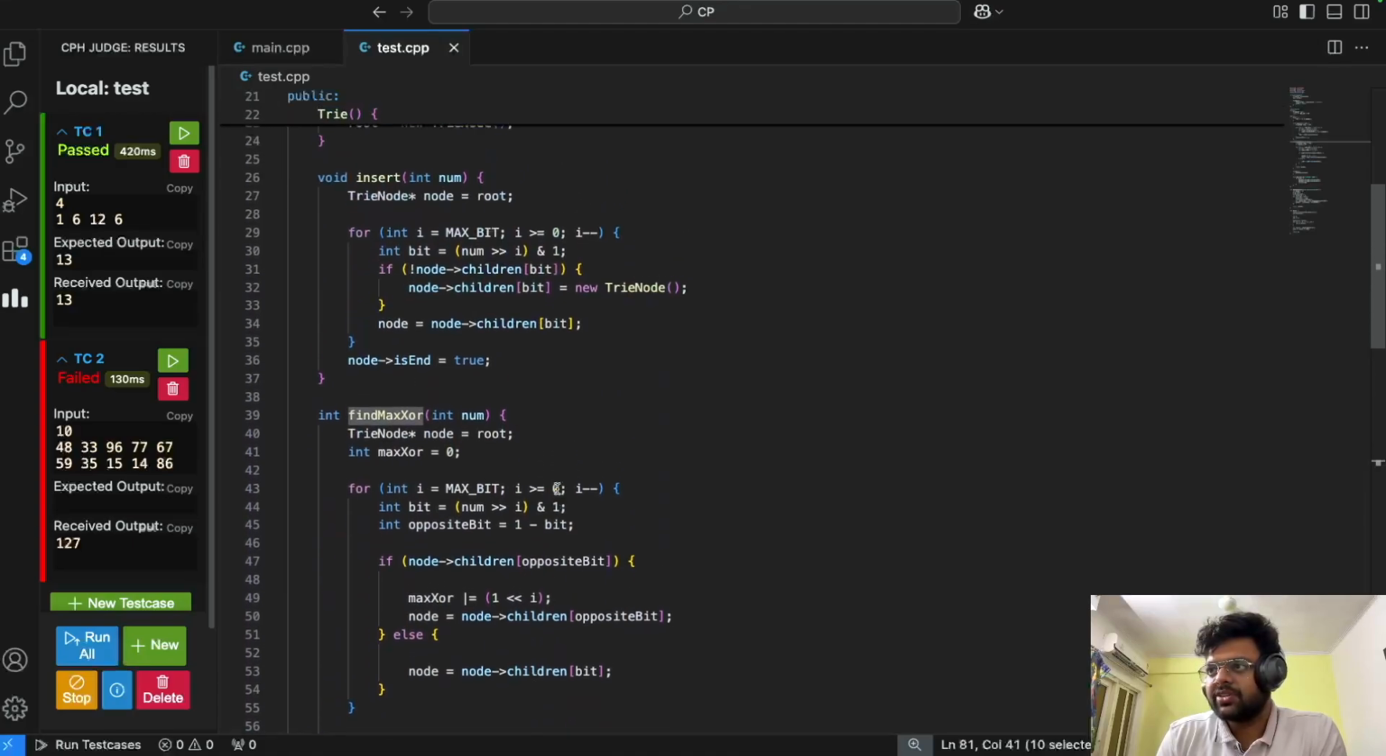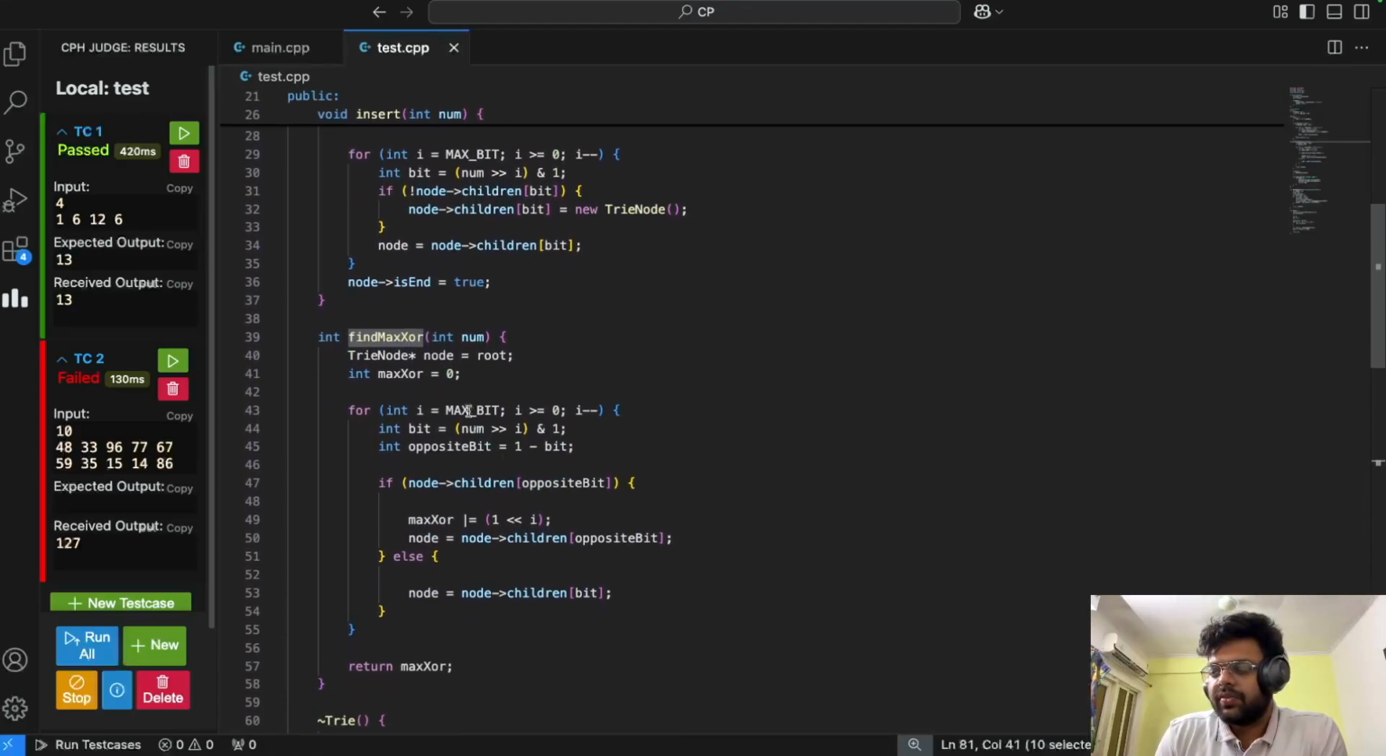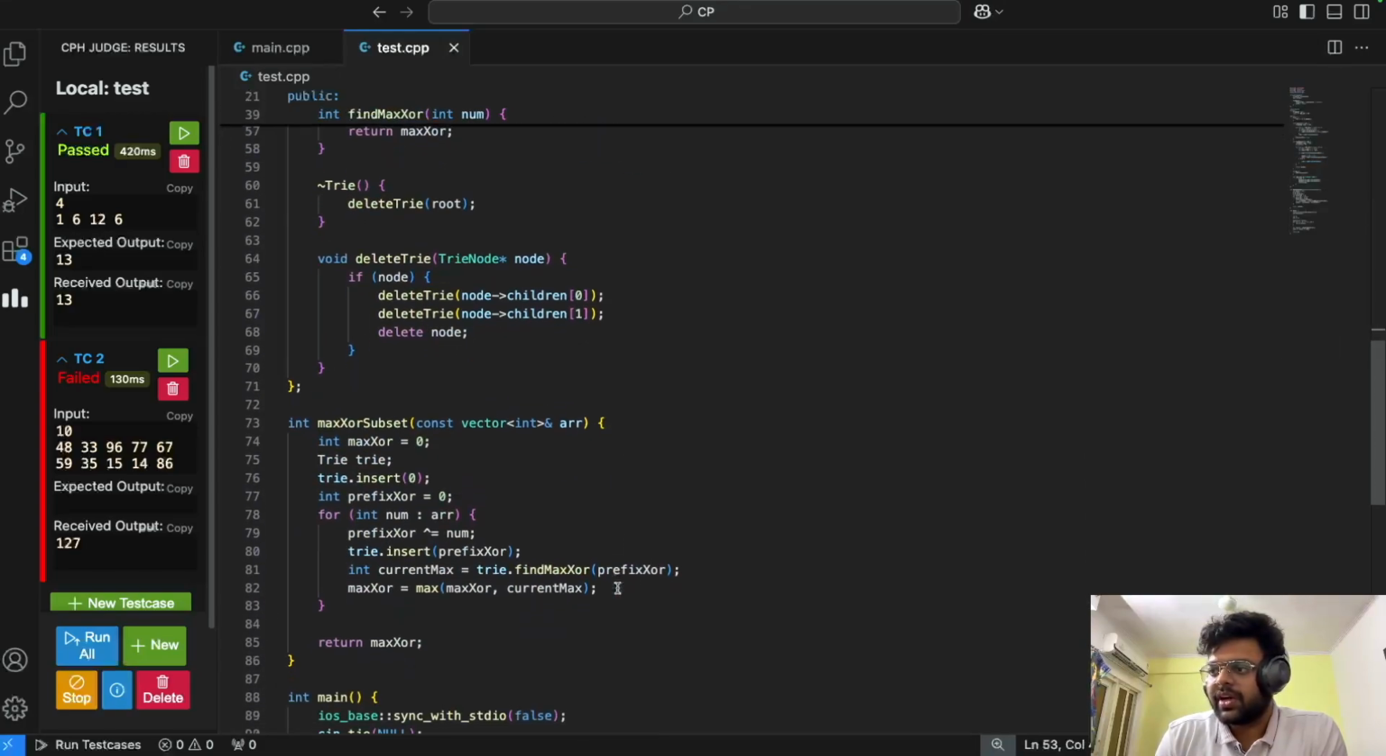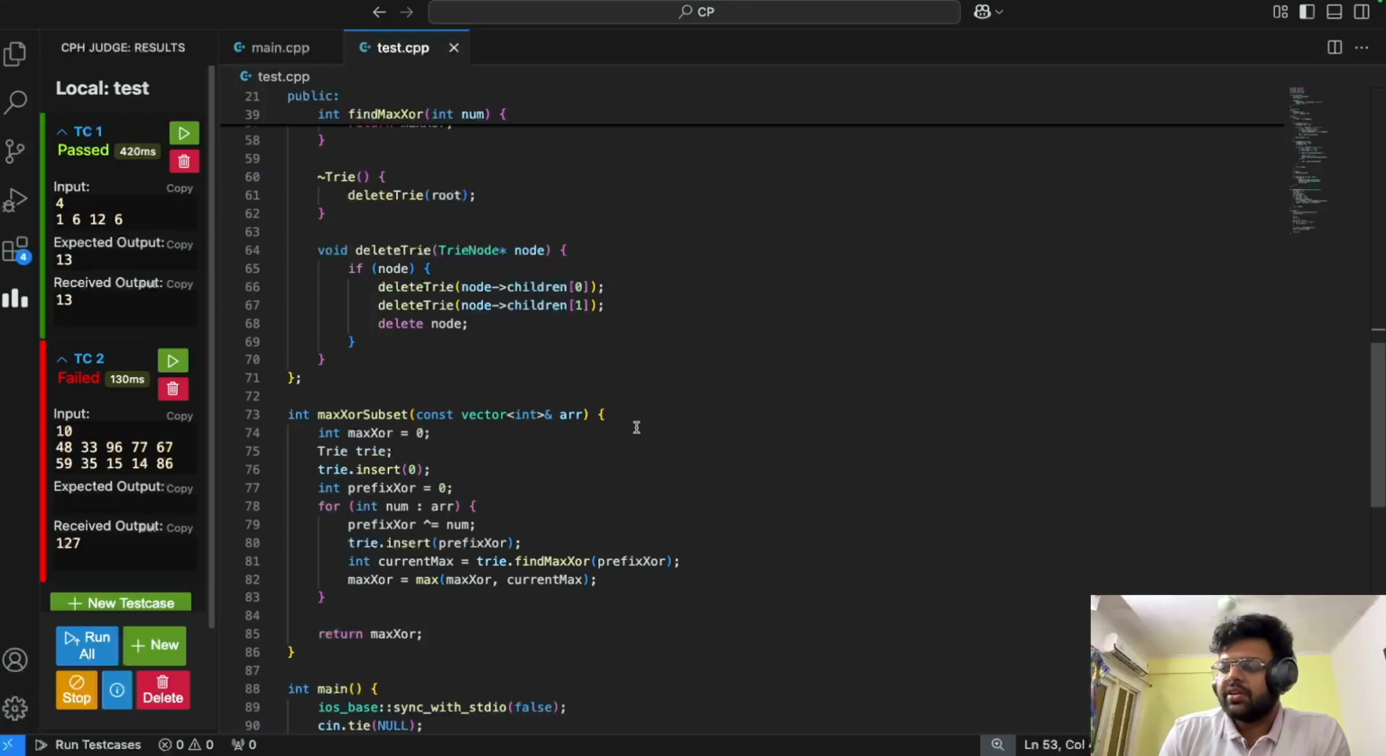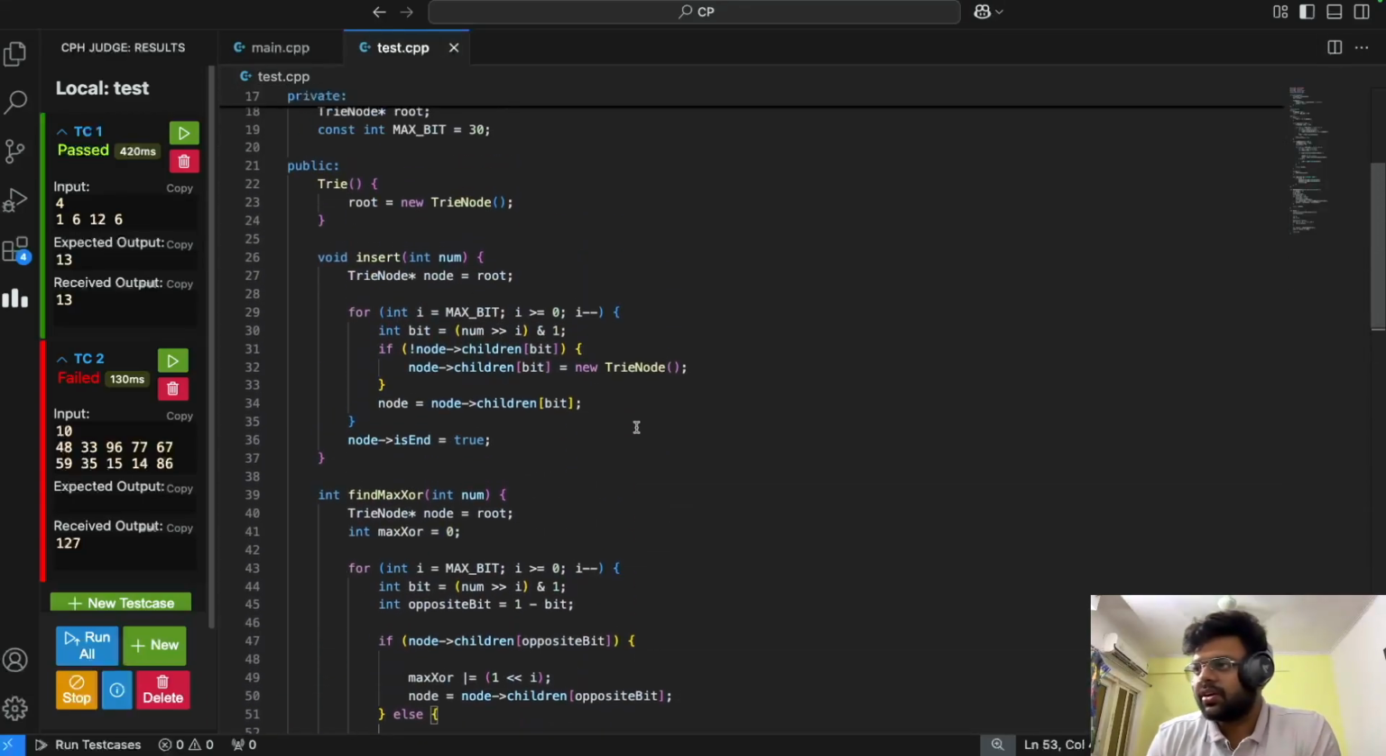Now in the max XOR, we are starting from the most significant bit, and then we are finding the opposite bit, whether it exists in our tree or not. And then if it exists, we are adding that into the maximum XOR by adding all the bits and then moving to its child node. If not, then we are actually considering that bit only. So this would help us in getting the max XOR that we are expecting.